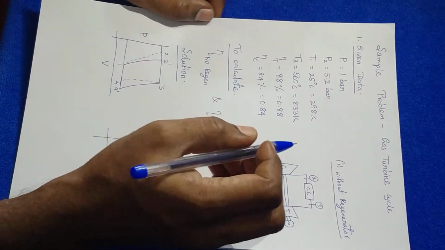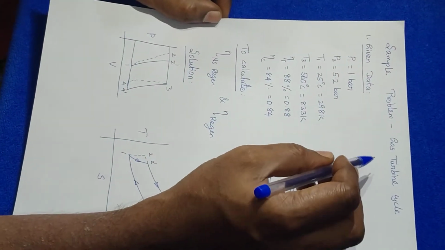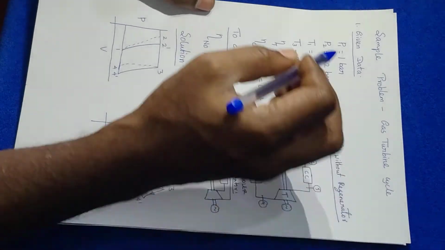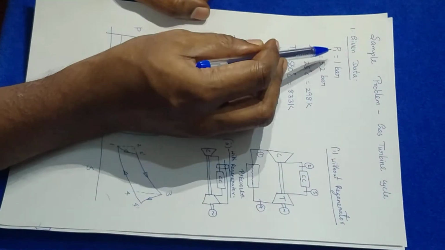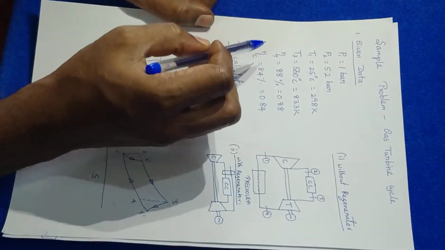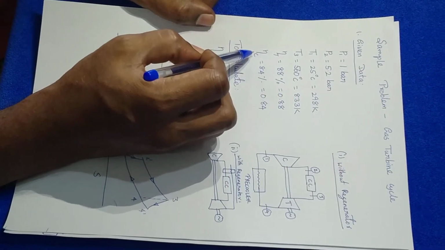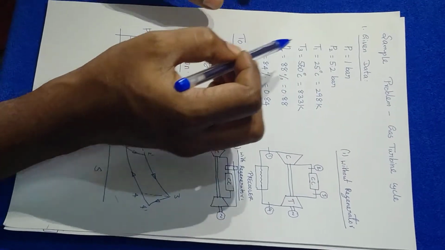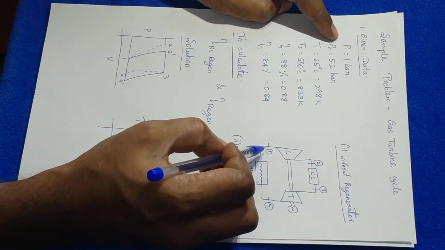Hi students, today we are going to see about gas turbine cycle problem. In this problem, we are given P1, P2, T1, T3 and efficiency of turbine and efficiency of compressor. Where P1 is the inlet pressure of the compressor.